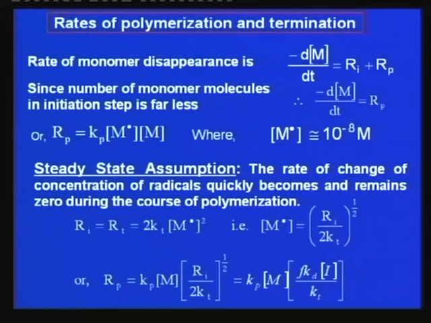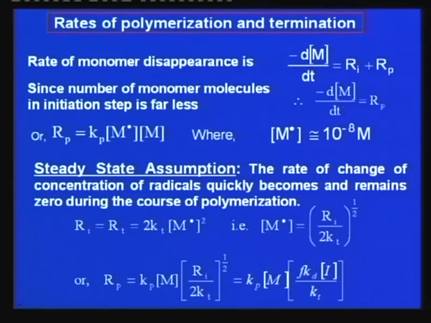Now, as it is shown, this rate is the sum of two different rates, the rate of initiation, because in the initiation step monomer also disappears, and in the propagation step monomer also disappears. But since the consumption of monomer in the initiation step is far, far less than the consumption of monomer in the propagation steps.